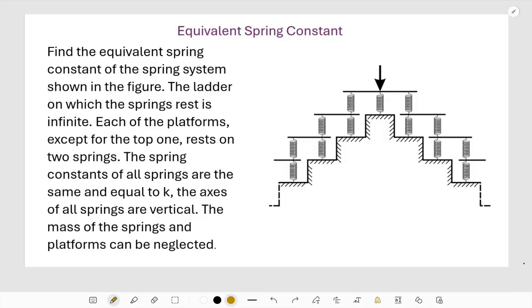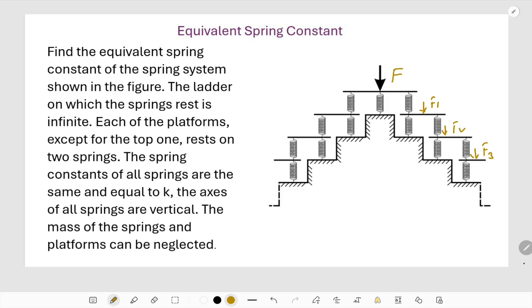So how can we solve it? Let's apply a force on the upper platform and call it F. After you introduce the force F on the upper platform, there will be forces on other platforms as well. Let's call them F1, F2, F3, and so on.